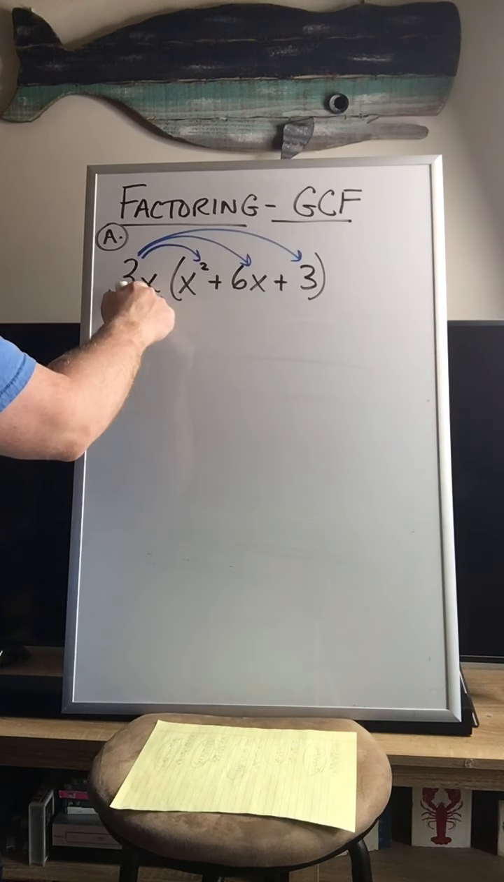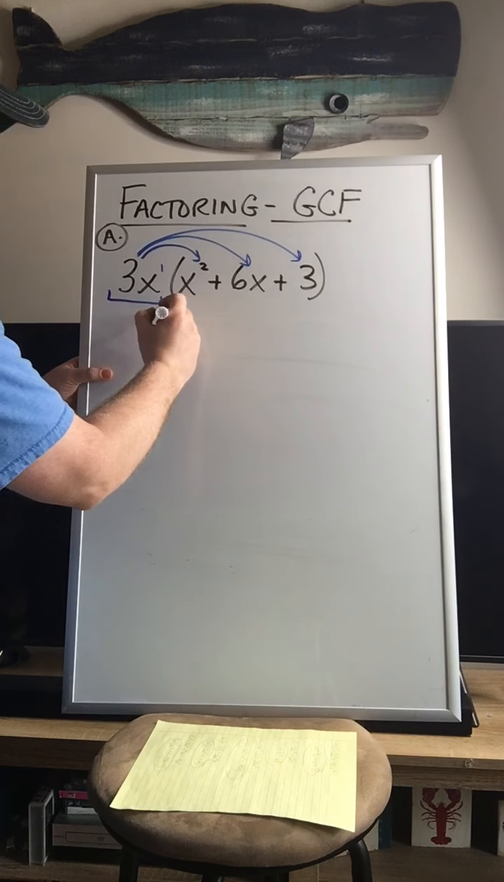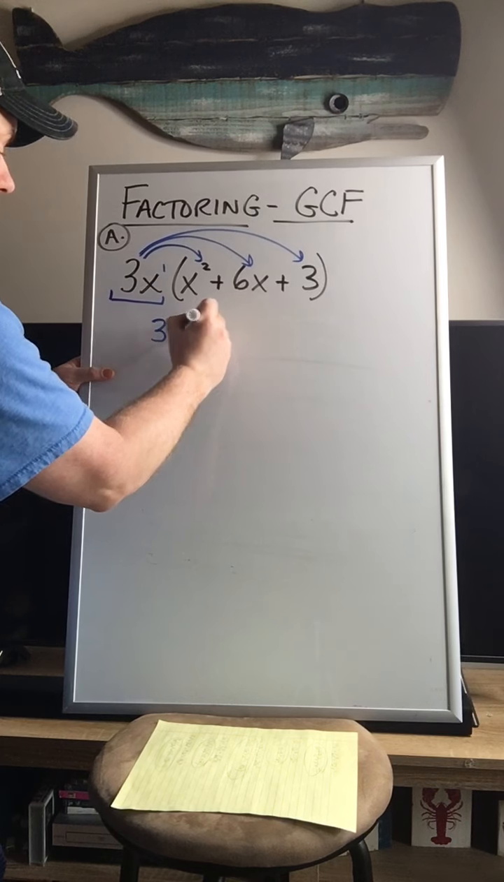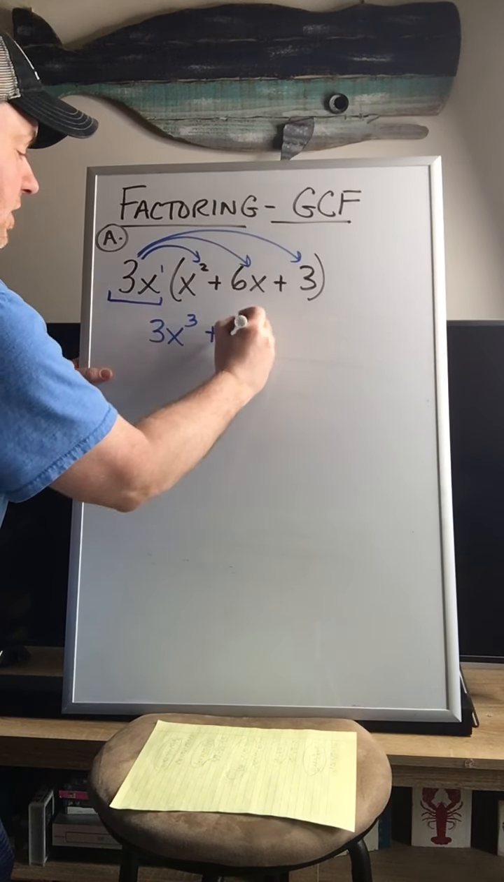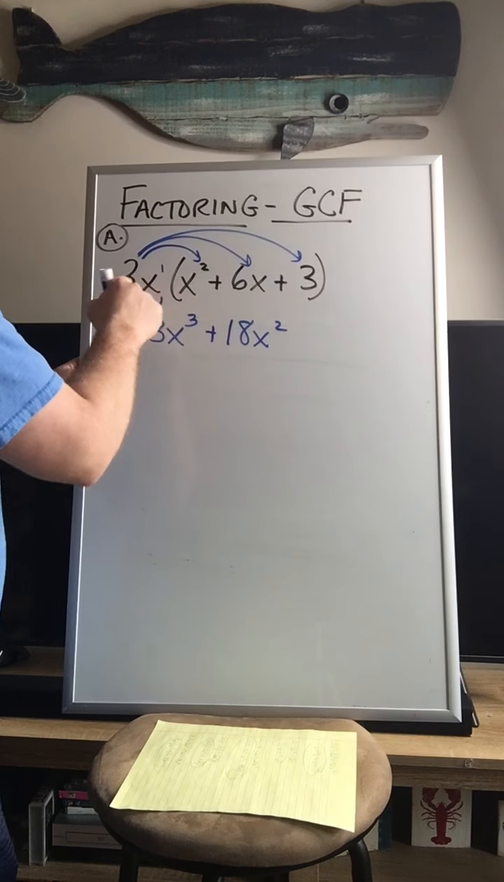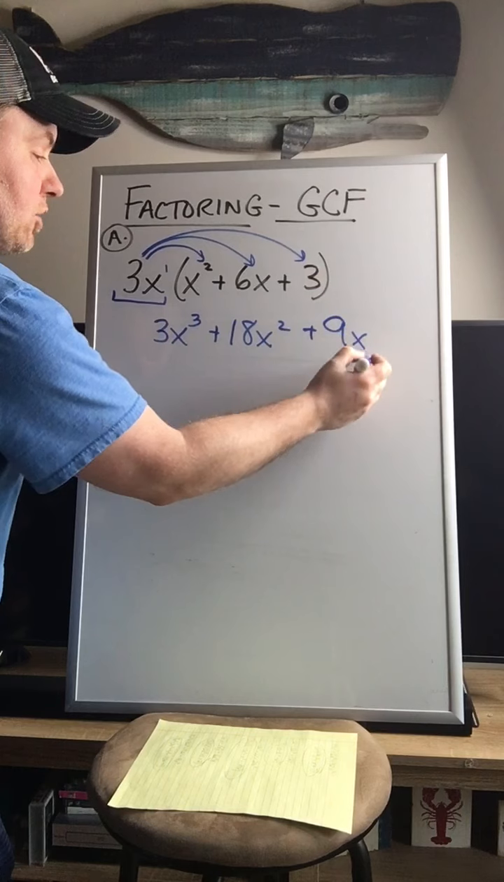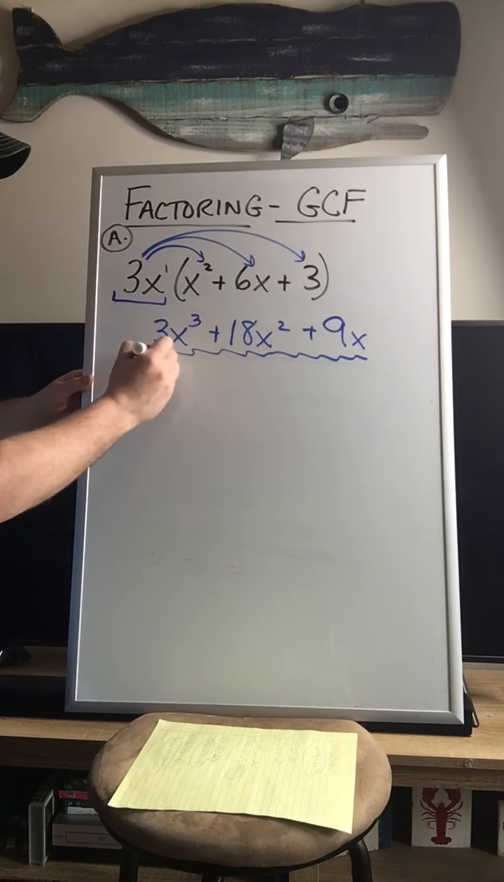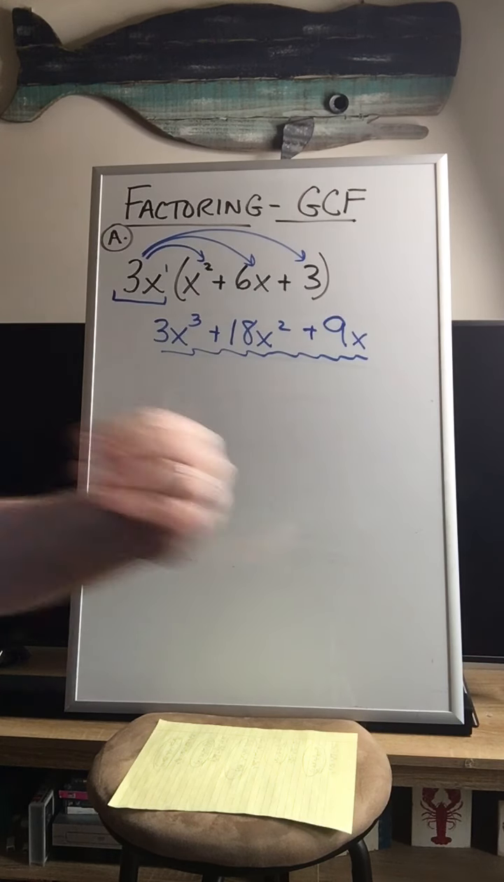So you would do 3x times x squared, which since this is to the first, that would be 3x cubed. 3x times 6x, that'll be 18x to the second. And 3x times 3, which will be 9x. And then this would be your answer that we would give. Right? Okay?